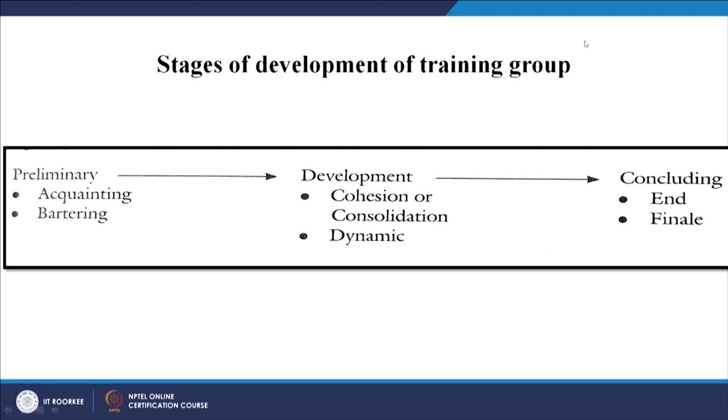So now I would like to talk about the last slide, that is the stages of development of a training program. In a training program we have the preliminary, acquainting and bartering, then the development, cohesion or consolidation, that is whether they have attachment with each other or not, then the dynamics, that is what dynamics they have, and then in the training group the pre-training and then during the training.